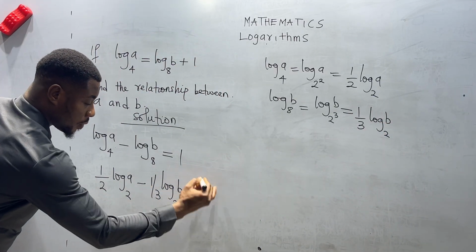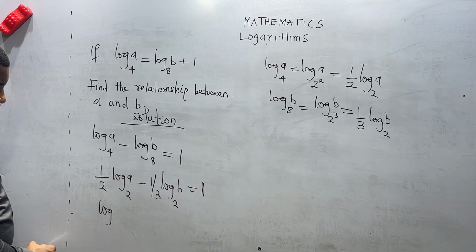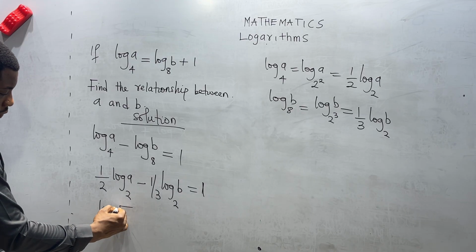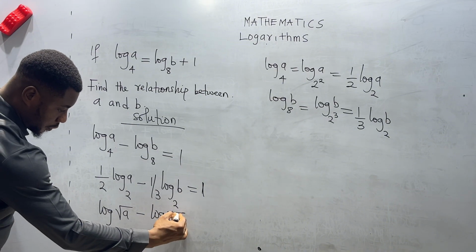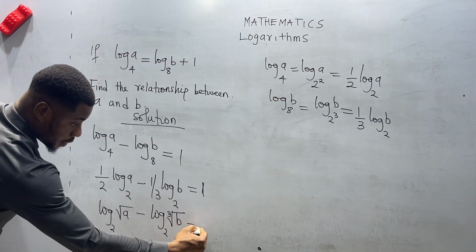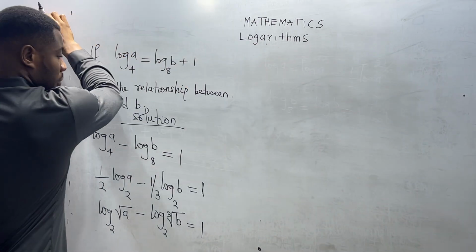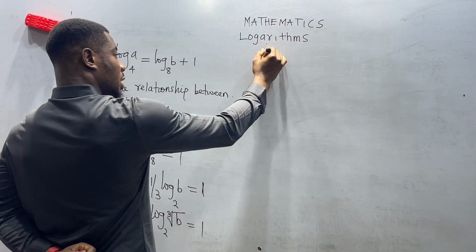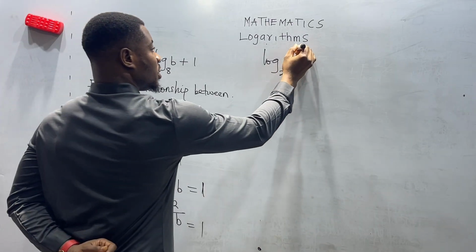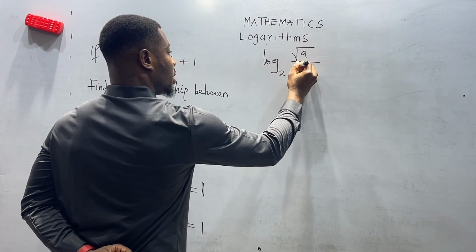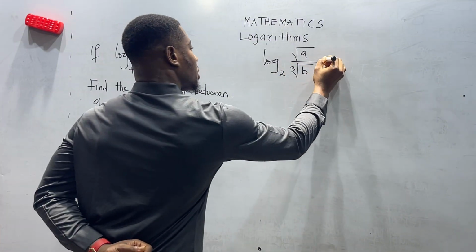This same thing as what now? Equal to 1. At this point in time, this is same thing as writing log square root of a minus log cube root of b to base 2, remember, is equal to 1. So from our rule, we know that this is same thing as log to base 2. Since we have a subtraction sign here, it's going to be square root of a divided by cube root of b being equal to 1.